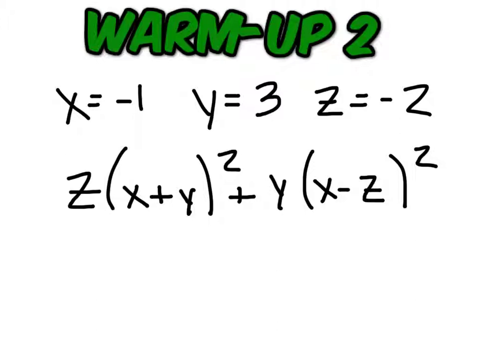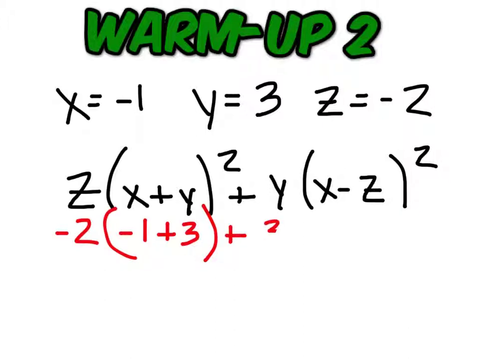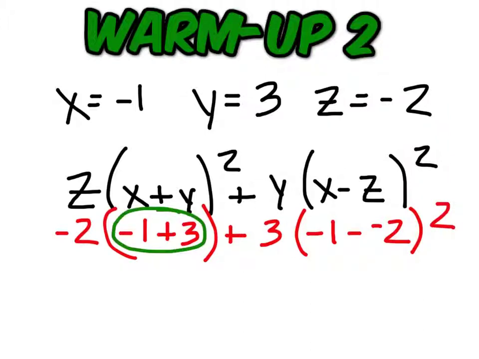Alright, x plus y. So that's going to be a negative 1 plus 3 in there. The z is negative 2. Y is 3, x is negative 1, and z is negative 2. So, from inside here, don't forget all this is squared. Inside here we have a positive 2, and you've got to square it to get 4, and then times a negative 2 to get a negative 8.